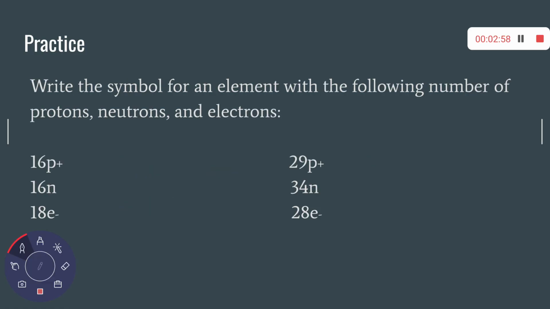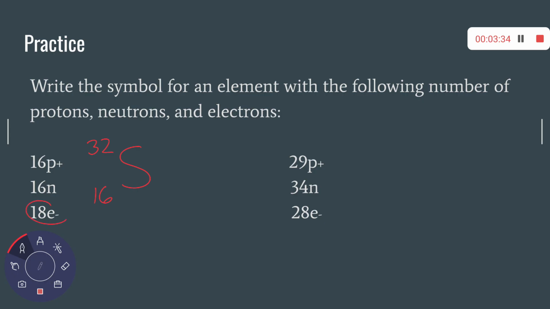Now let's try the other direction. Let's say I'm given my protons, neutrons, and electrons, and I need to write the atomic symbol. Again, we're going to start with our protons because they tell us identity. That number lives in the bottom left corner of my symbol. If I go to my periodic table, number 16 has the symbol S for sulfur. Next thing I'm going to do, I'm going to figure out my mass. My mass is my protons plus my neutrons. 16 plus 16 gives me 32.